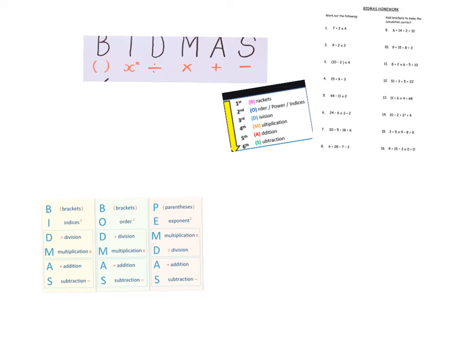Alrighty, room 17, get ready. The next 2 weeks are BIDMAS weeks. Now, BIDMAS is written in a couple of different forms. I'm going to use BIDMAS as my example, but it's also written as BODMAS or PEMDAS.